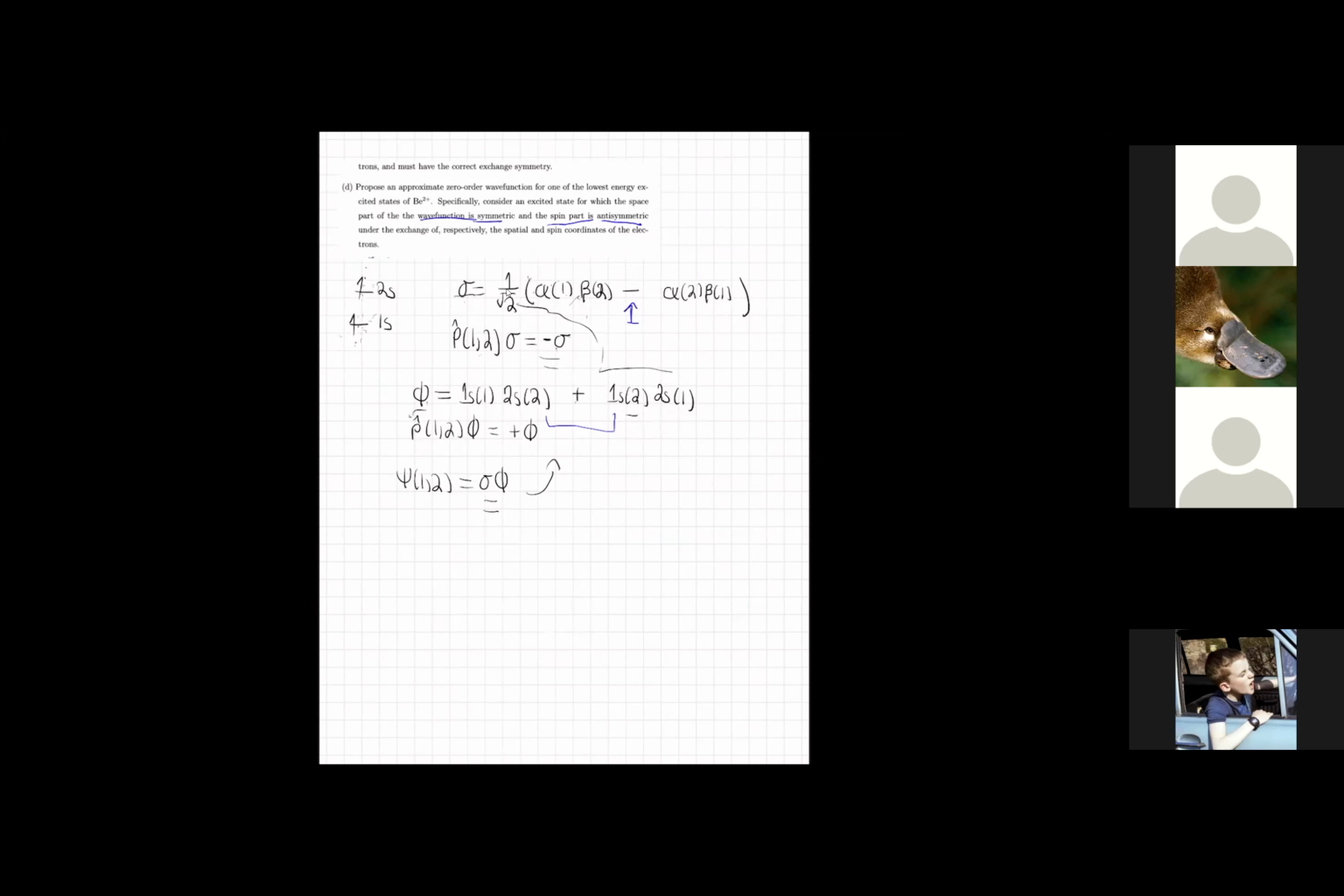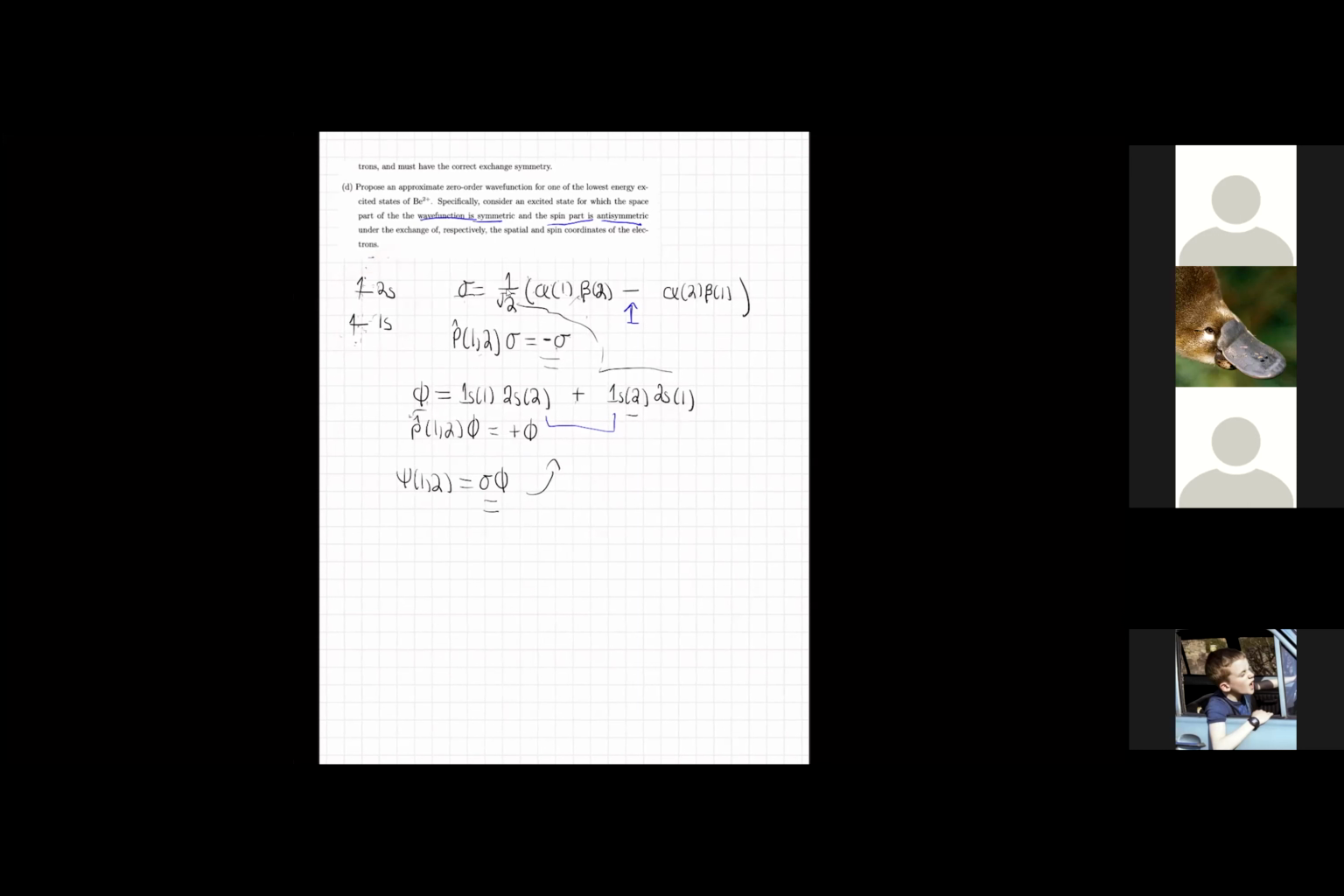Wait, am I on part D? Yeah, I'll go to the spatial part. Okay, so when you do the wave function, you have to also assume that the first electron can be in the 1s orbital or in the 2s orbital, and the second electron can be in the 2s orbital or the 1s orbital. You put both those probabilities there, and I draw a diagram here just for it to make sense.